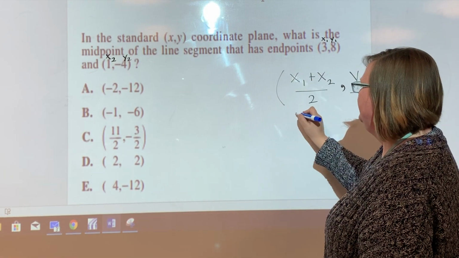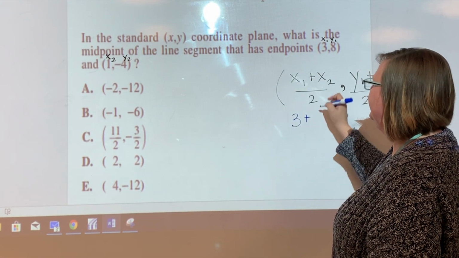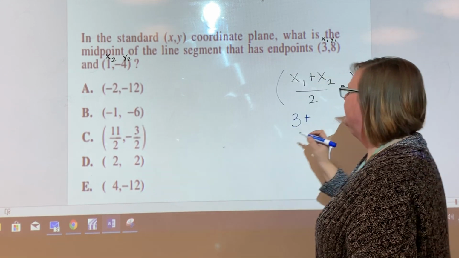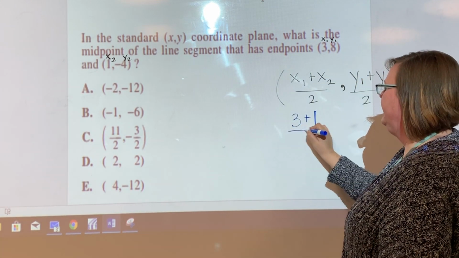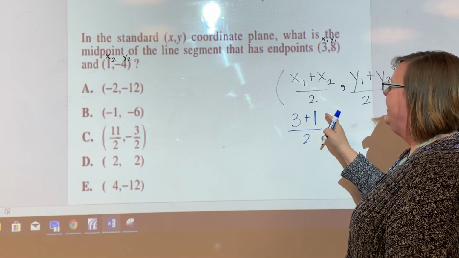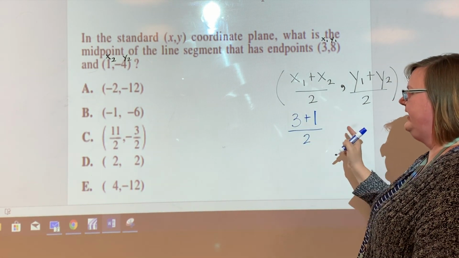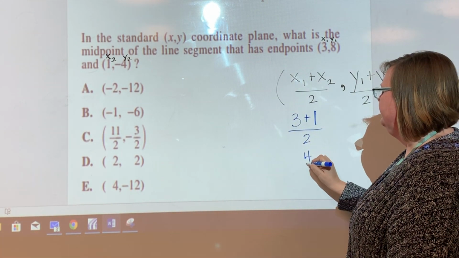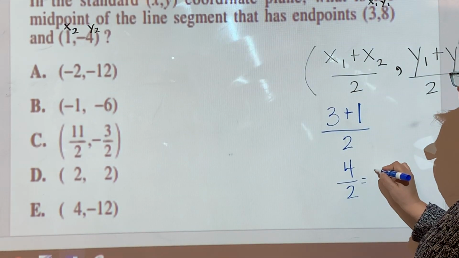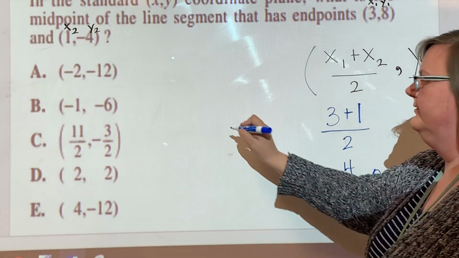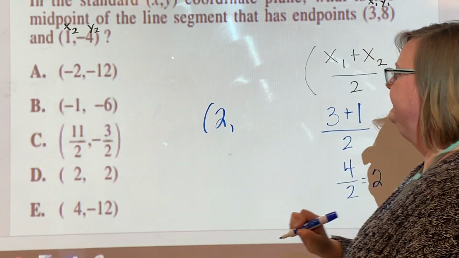So where there's x1, we're going to put a 3. Where there is a 1, we're going to put it here, where x2 goes, divided by 2. This you treat as a separate problem. Do not mix these two together. So we have 4 divided by 2, which equals 2. So your x coordinate will be 2.